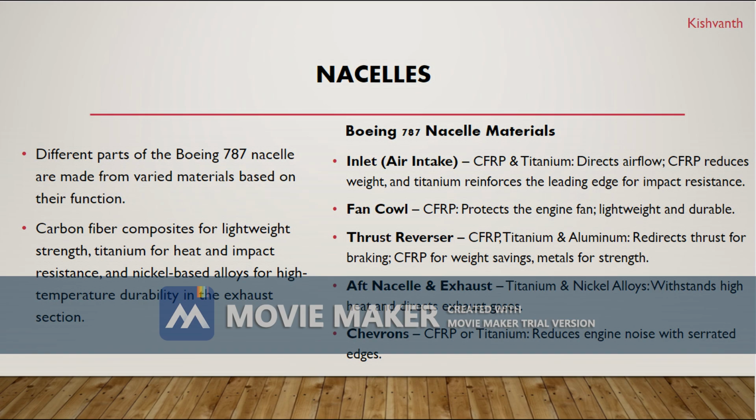Next is the fan cowl. CFRP protects the engine fan, lightweight and durable. Next is the thrust reverser. CFRP, titanium and aluminium redirect the thrust for braking. CFRP for weight saving, metal for strength. Next is the aft nacelle and exhaust. Titanium and nickel alloys withstand high heat and direct exhaust gas. Lastly is the chevrons. CFRP or titanium reduces engine noise with serrated edges.